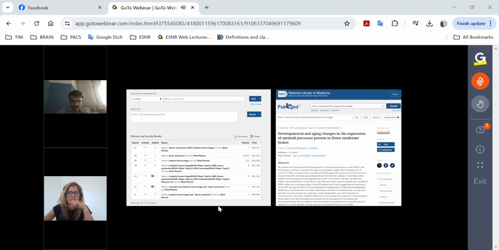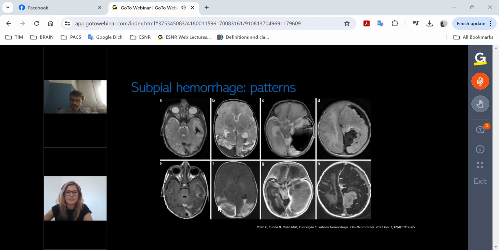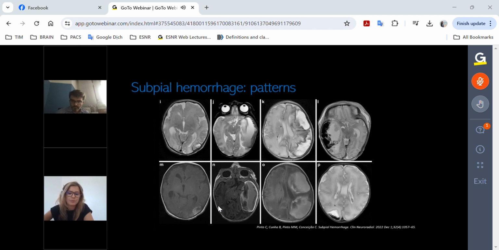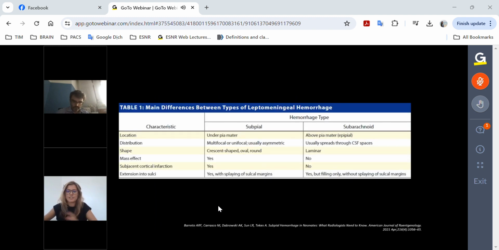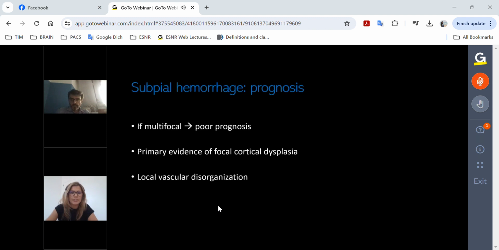So I checked on PubMed if there is any correlation between Down syndrome and this location, but I didn't find anything relevant. There are different patterns of subpial hemorrhage. They can be big, they can be small, but what is important to remember is that it can produce a mass effect. So the difference between the subarachnoid and the subpial hemorrhage is the mass effect and the cortical infarction. This is something very important to be aware of and to look for.